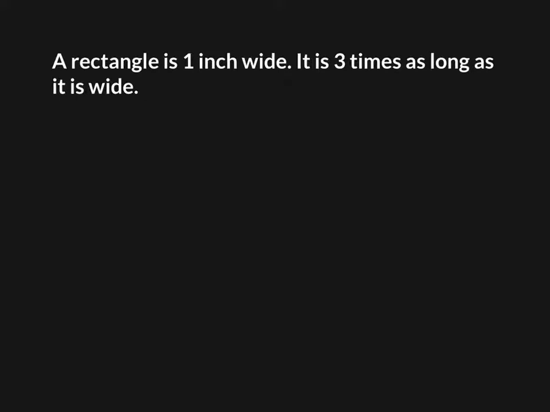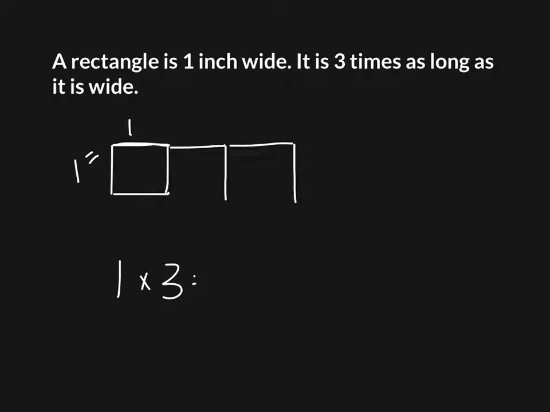In this first statement, it mentions that we have a rectangle that is 1 inch wide, and it is 3 times as long as it is wide. So I'm going to start by drawing a rectangle and labeling it 1 inch. And since I know that it is 3 times as long as it is wide, I'm going to multiply that 1 by 3. And so here it is 1, 2, 3. So it is 1 for a total of 3 inches wide.